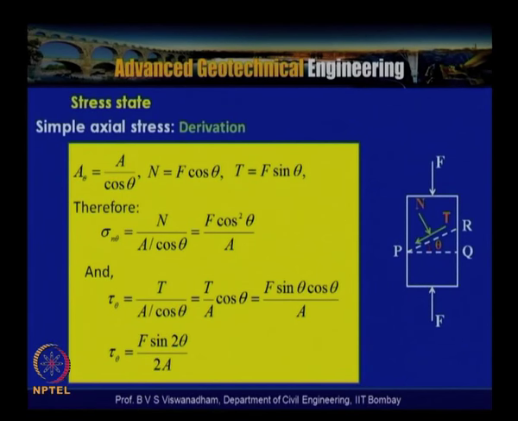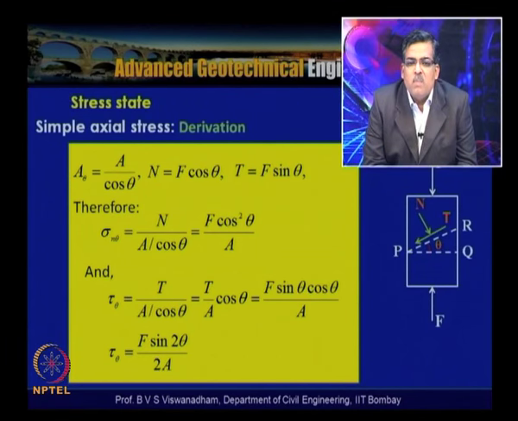The area A theta is nothing but A by cos theta, N is equal to F cos theta, and T is equal to F sin theta. That is, the force F is resolved at an angle theta into a horizontal component and a vertical component. Therefore sigma n theta, which is nothing but the normal force divided by area, where the area is A by cos theta, so N by A by cos theta, where N is equal to F cos theta.